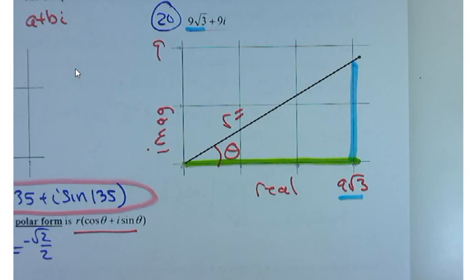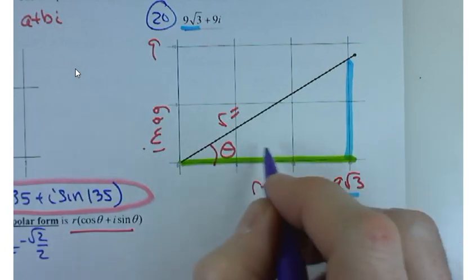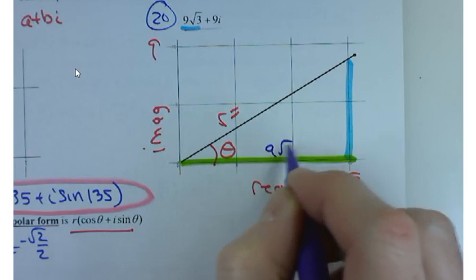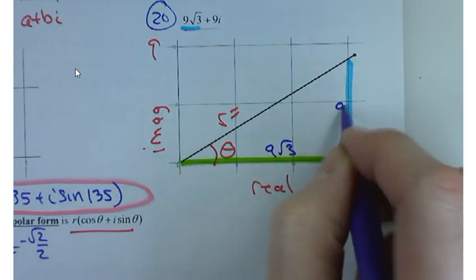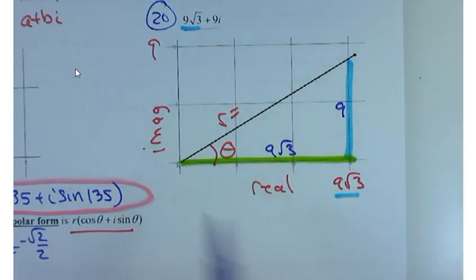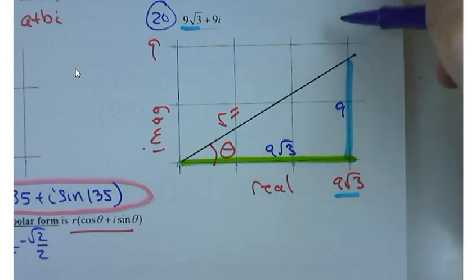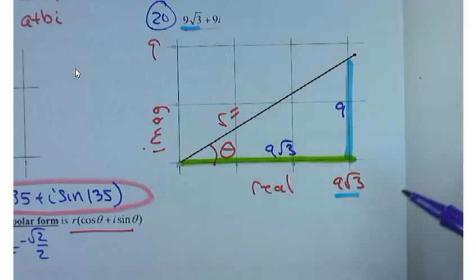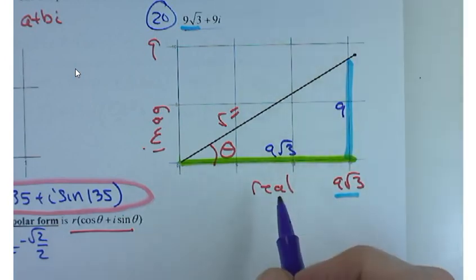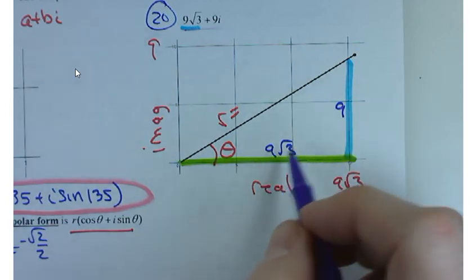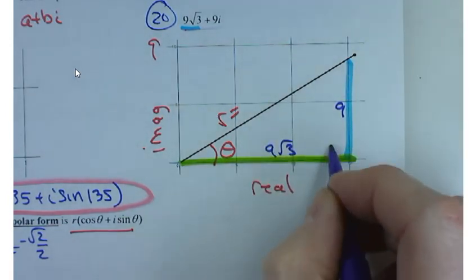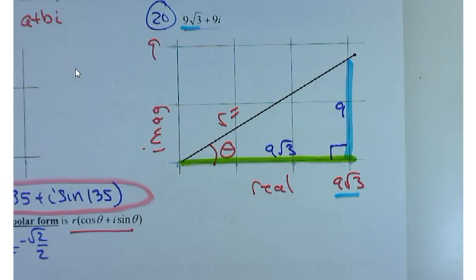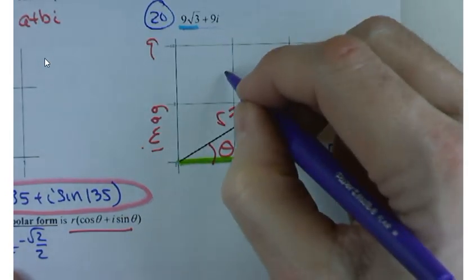Keep in mind what we have is the length of these sides. This is 9 times the square root of 3, and this is a height of 9. There's your real part. There's your imaginary height. So, okay, looking good there. If you're trying to find the radius, yeah, absolutely, use the Pythagorean theorem, right? So it's going to look like this.